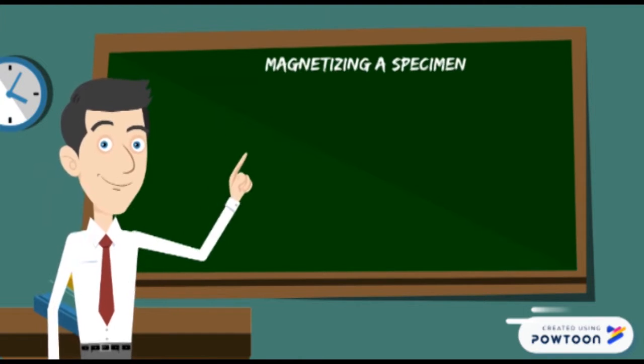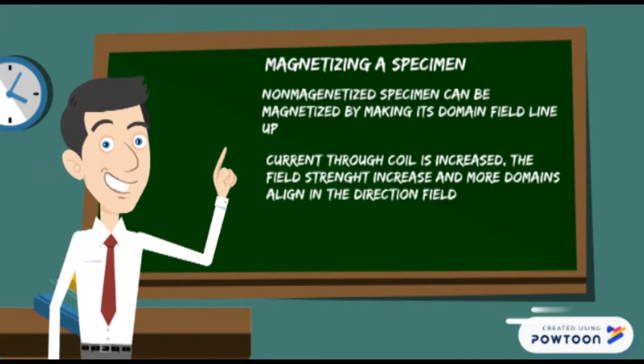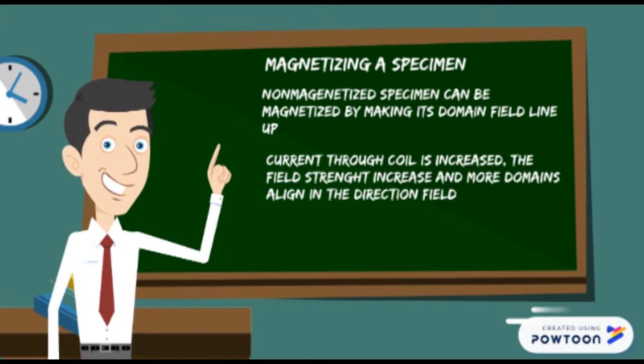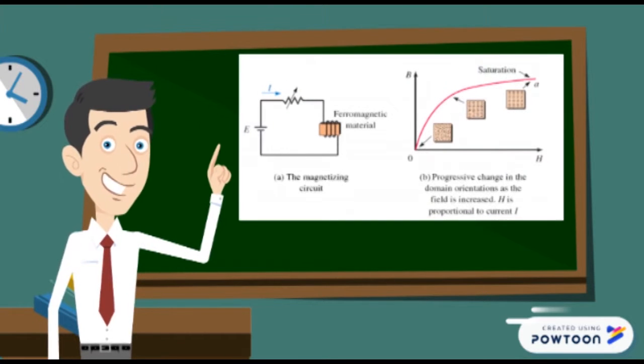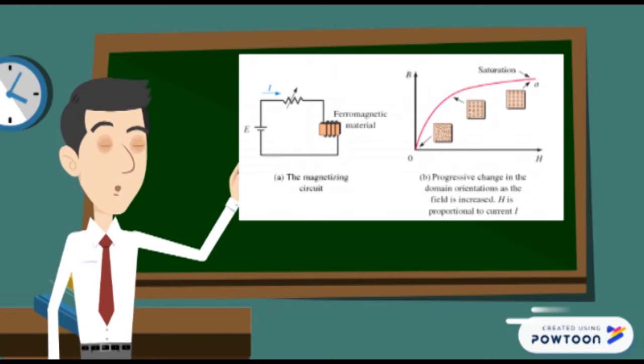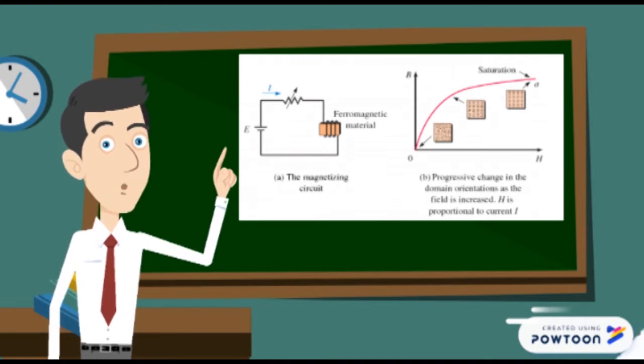Magnetizing a specimen. A non-magnetized specimen can be magnetized by making its domains line up. Okay, for figure B, the current through the coil is increased, the field strength increases, and more domains line themselves up in the direction of the field.